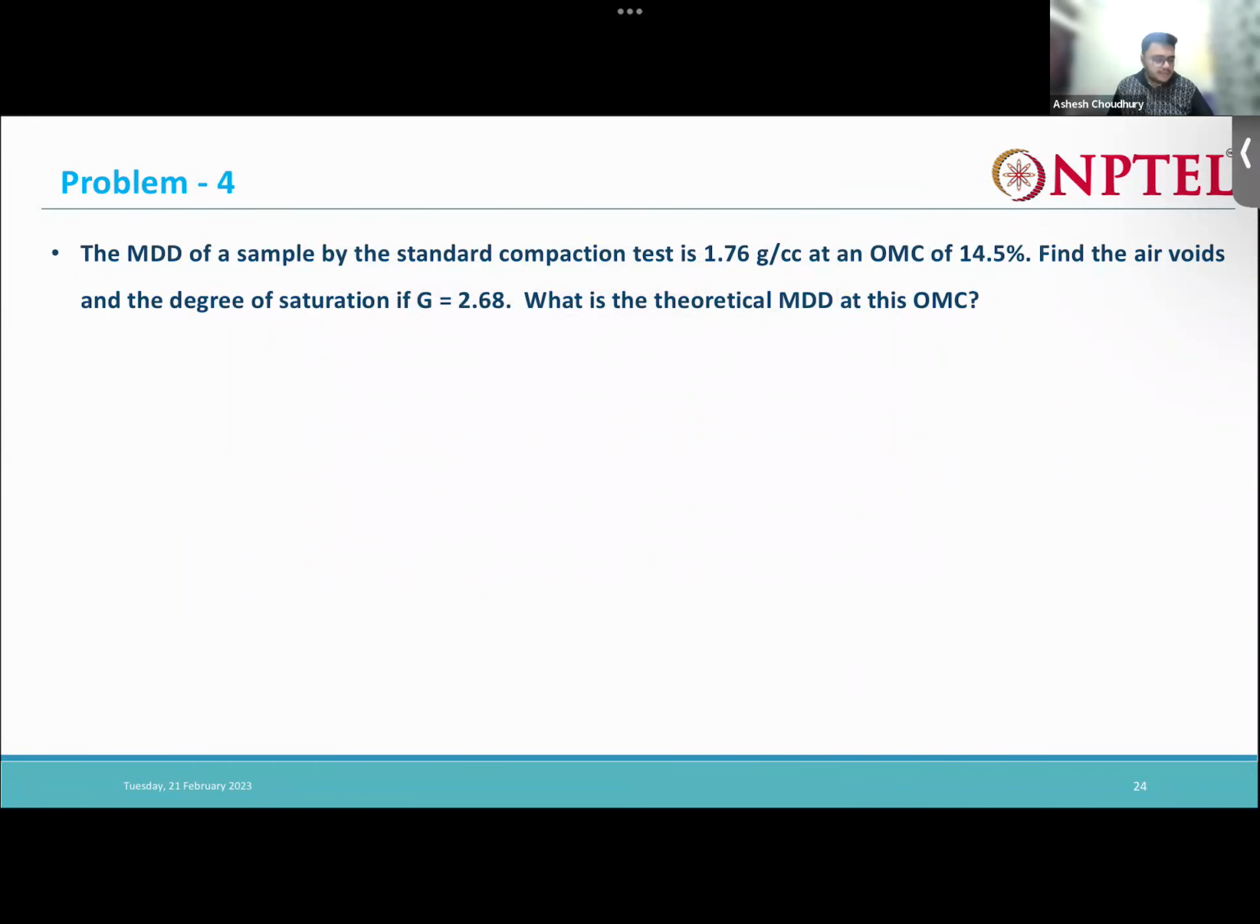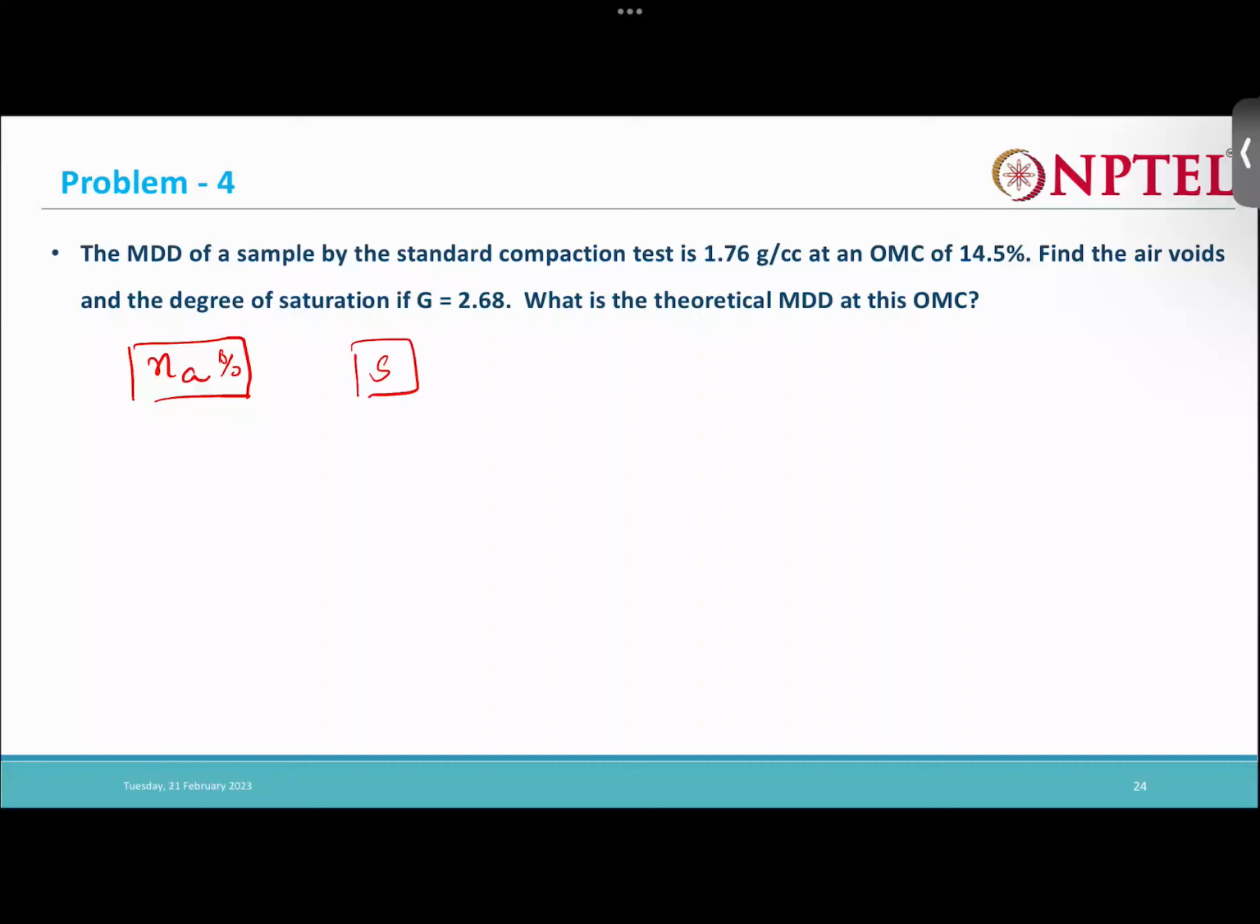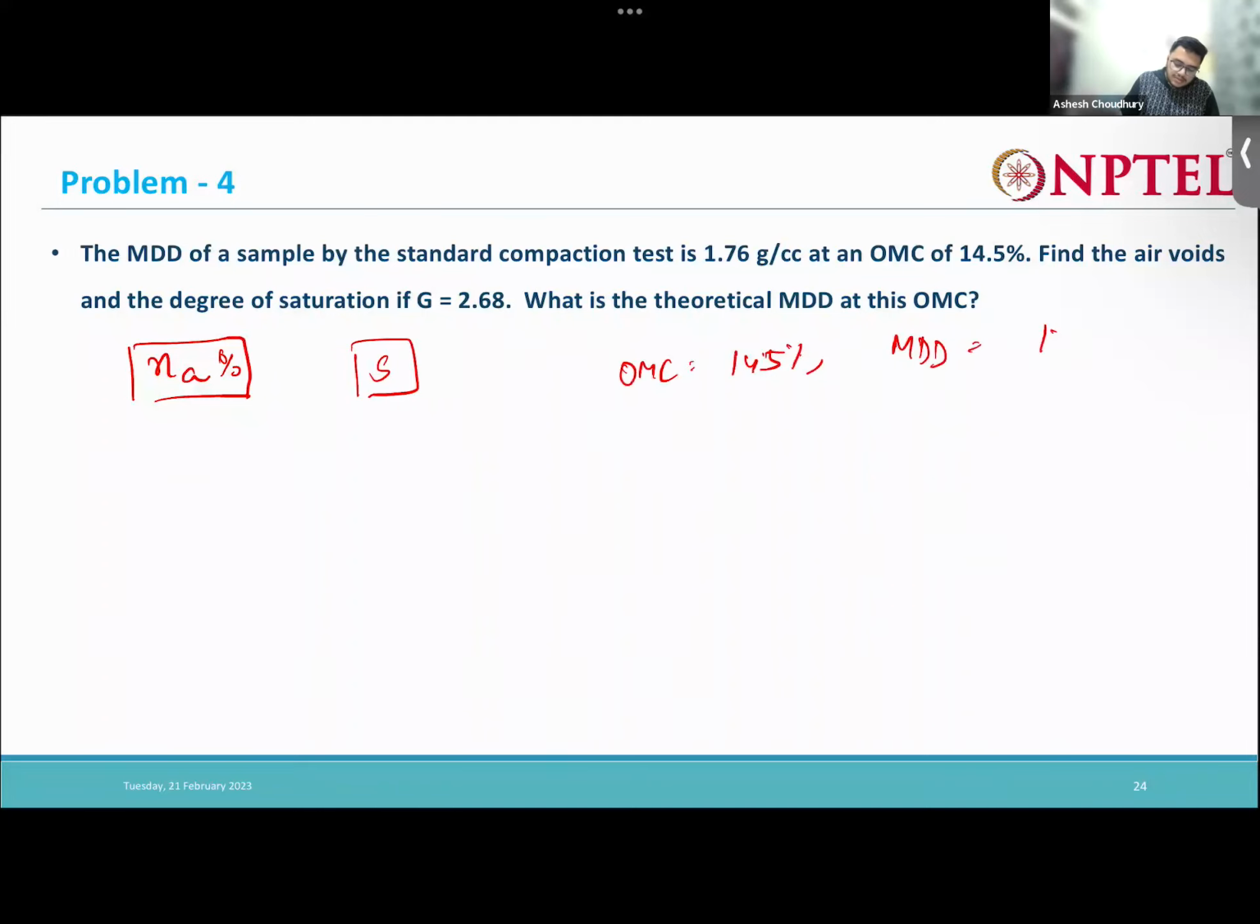So let us go to the next problem. The maximum dry density of a sample by the standard compaction test is this much at an OMC of this much. Find the air voids and degree of saturation if G is equal to 2.68. So we need to find out the percentage of air voids and also the saturation. Our OMC is given as 14.5%, and our maximum dry density is given as 1.76 gram per cc.